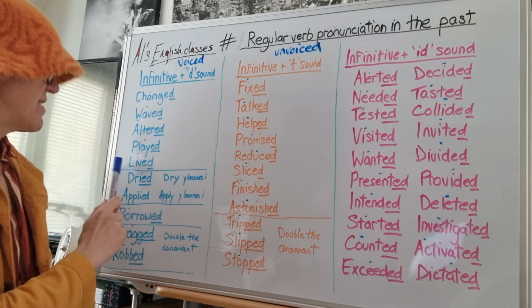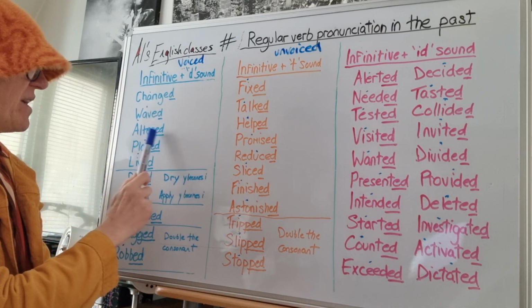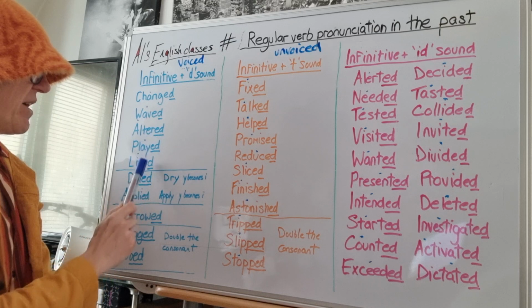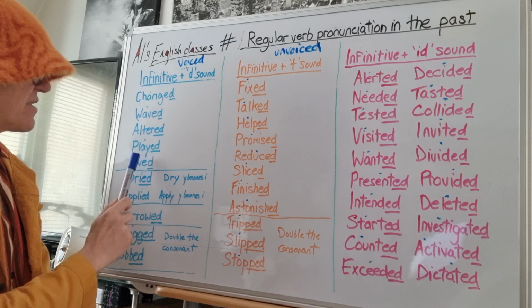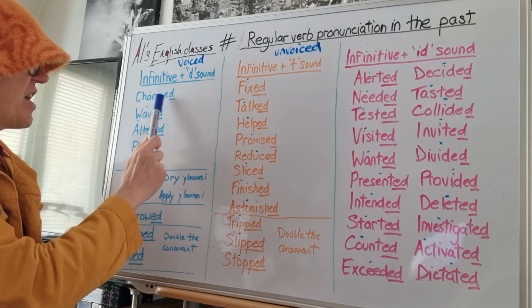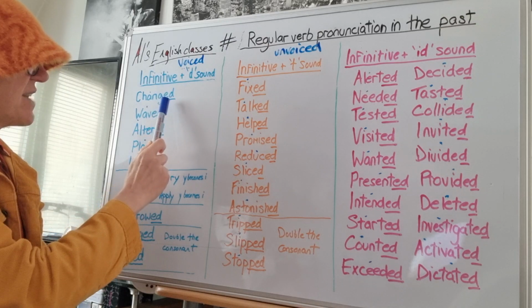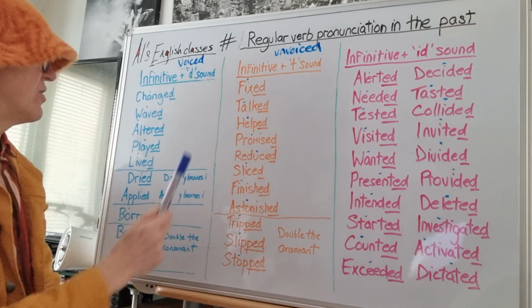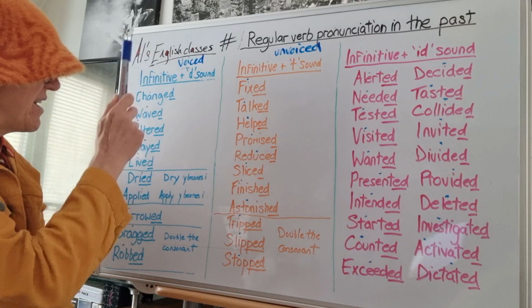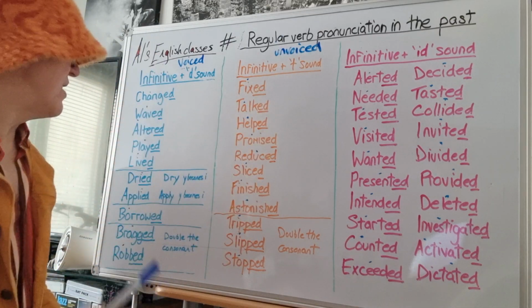Played, you know what that means, lived, and as you can see again, remember, ed, that's what we add, but here we only add d because live ends with an e, wave ends with an e, change ends with an e, so the past ending, you add a d only, because you already have the e there. You don't have another e.